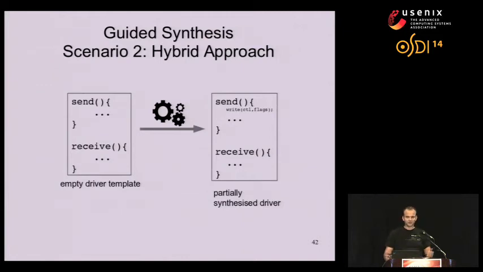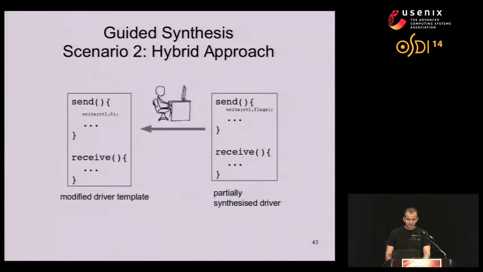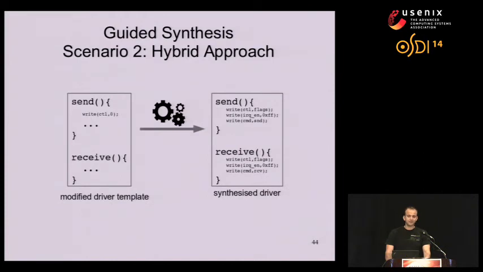You can amend it with other operations. You can make some implementation choices. And then you go back to Termite and ask it to produce more code. And you continue until you have a complete implementation.